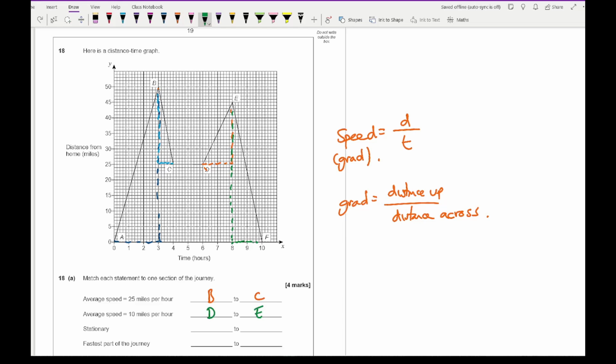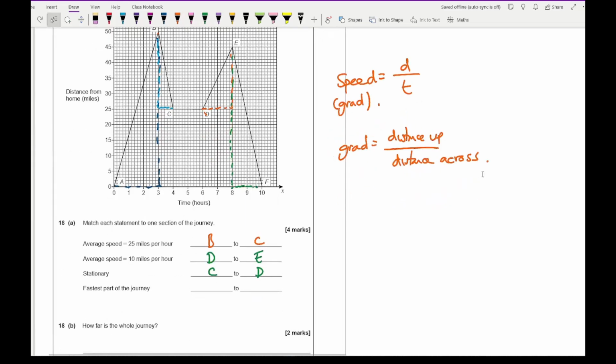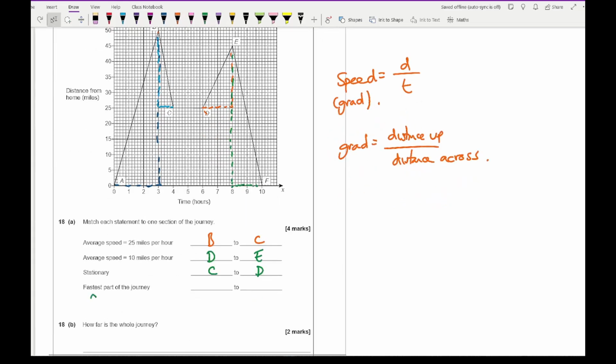Then where is it stationary? So where is it horizontal? That's going to be between C and D. And which is the fastest part of the journey? That's basically the steepest line, and that's going to be again B to C.